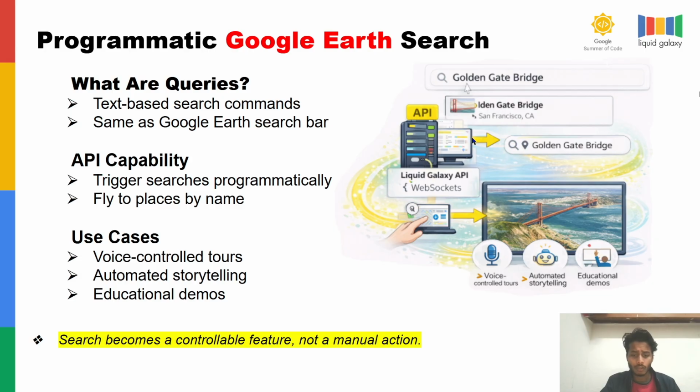This might sound small, but it is actually very powerful because now you can build experiences on top of it. For example, voice control, automated storytelling, and educational demos. The key idea here is simple. Search is no longer something a human has to do by hand. It becomes a controllable feature, just like camera movement. And this makes Liquid Galaxy much more interactive and much easier to integrate into modern applications.